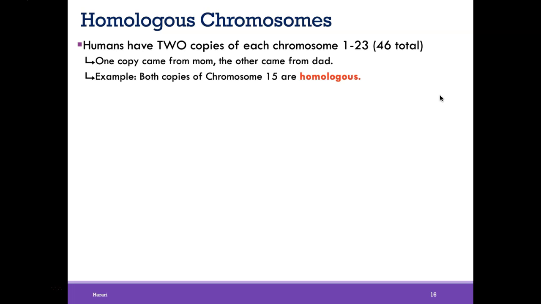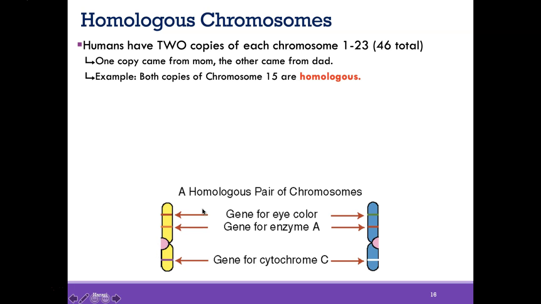So suppose we have chromosomes 1 through 23 from mom, and we have another copy of chromosomes 1 through 23 from dad. We could say chromosome 15 from mom is homologous to chromosome 15 from dad. What that means is both chromosomes 15 have the same sequence of genes and the same order. They basically have the same identity. Every gene is in the same location. Homologous means they have similar structures, but it doesn't mean that they're identical.